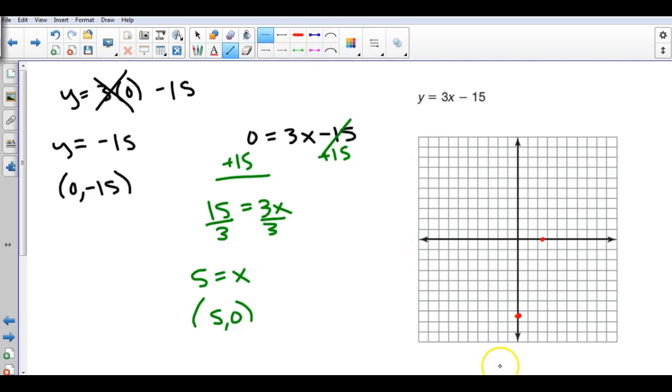Once you have your 2 points, I'm going to connect the dots by just drawing a straight line through them. That was ugly, so let's move the bottom part down. Bam. Okay, so I got my line. Again, we graphed our line by using our intercepts.